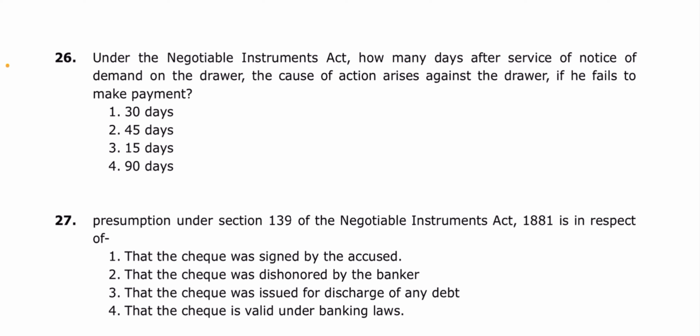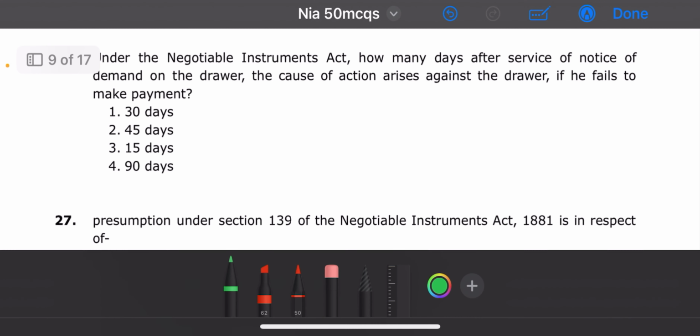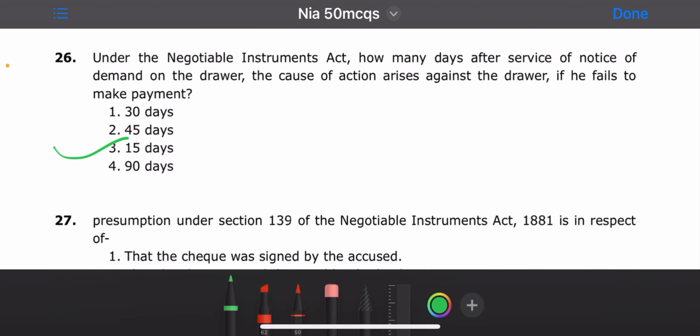The options are first, 30 days, second, 45 days, third, 15 days, fourth, 90 days. The correct answer is third, 15 days.